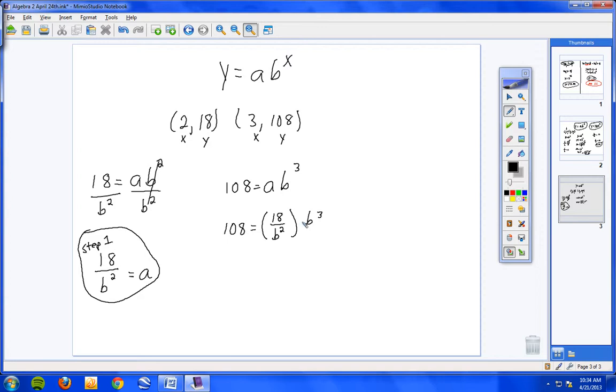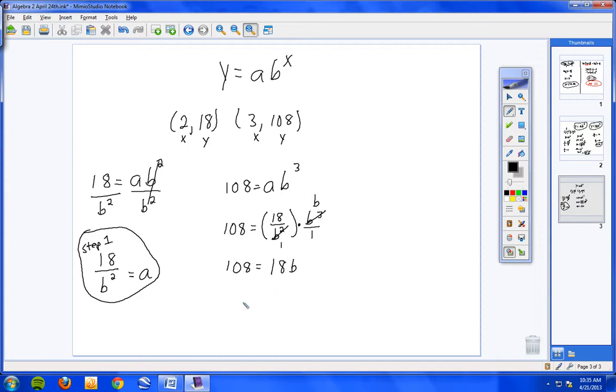Step 3. Solve your equation for b. Well, anytime you solve an equation, you want to simplify both sides as far as you can. So 108 cannot be simplified, but this side over here, look, put this over 1. These two fractions are multiplying. You've got 2 b's here and 3 b's here, so I can cross this off and put a 1. I take 2 b's away from this, and I'm left with b. So 18 times b is 18b, and 1 times 1 is 1, so 18b.